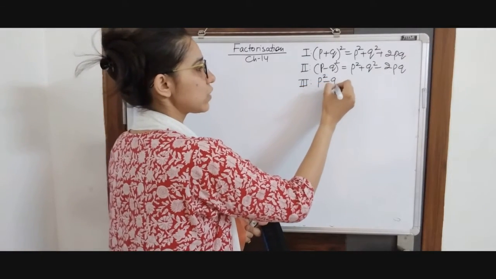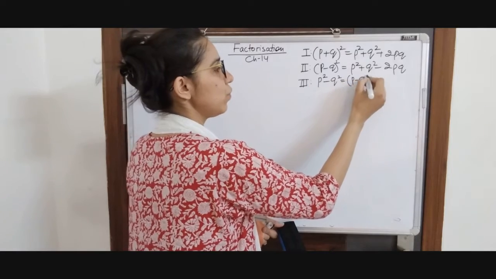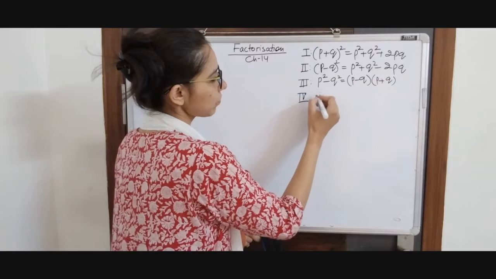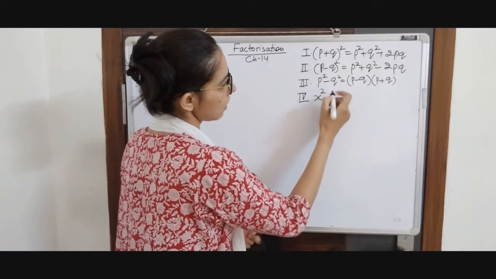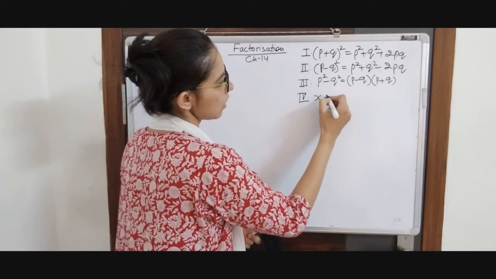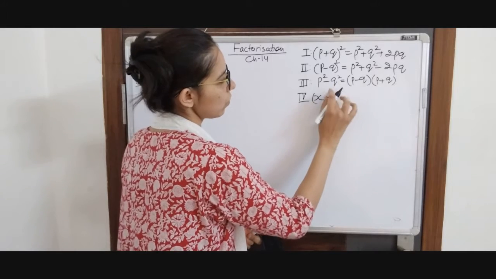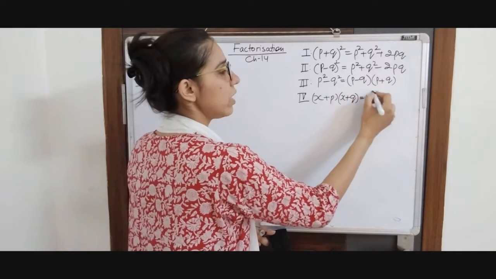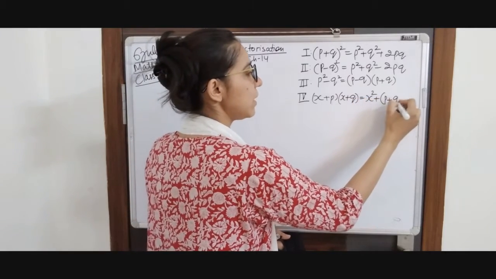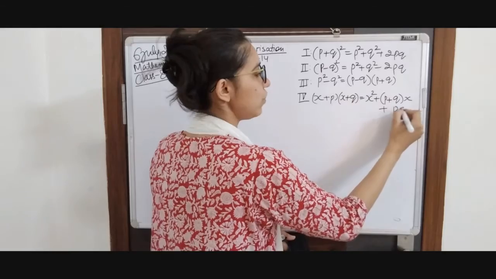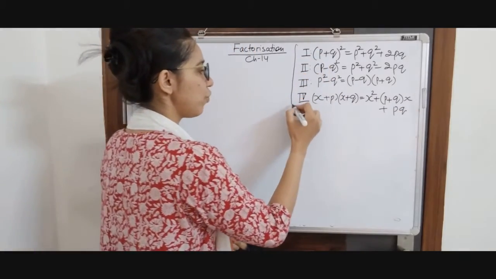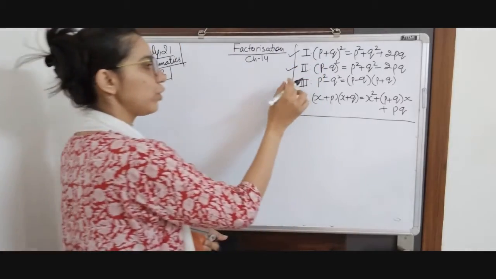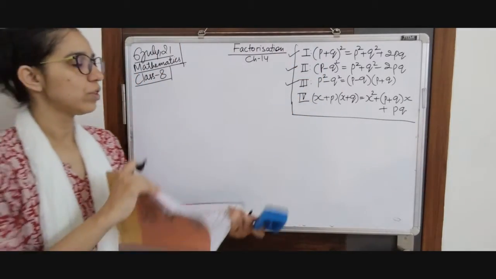Similarly, p square minus q square is going to be (p minus q)(p plus q), and the fourth one is (x plus p)(x plus q), which is going to be x square plus (p plus q)x plus p into q. So these were our four identities. We have covered these three. We are doing questions on the third one, then we will do the fourth one.